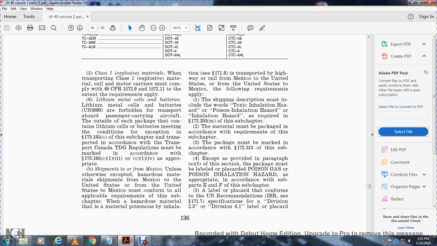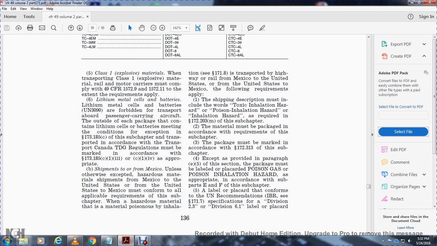According to the transportation, the Canada TDG regulation must be marked in accordance with 173.185(c)(1)(3) and (4) as appropriate. Shipments to and from Mexico, unless otherwise expected, are hazardous material requirements. Shipments from Mexico to the United States, and from the United States to Mexico, must conform with all applicable requirements of the subchapter when the hazardous material is a material poisonous by inhalation transported by highway or rail, with the following requirements applying.